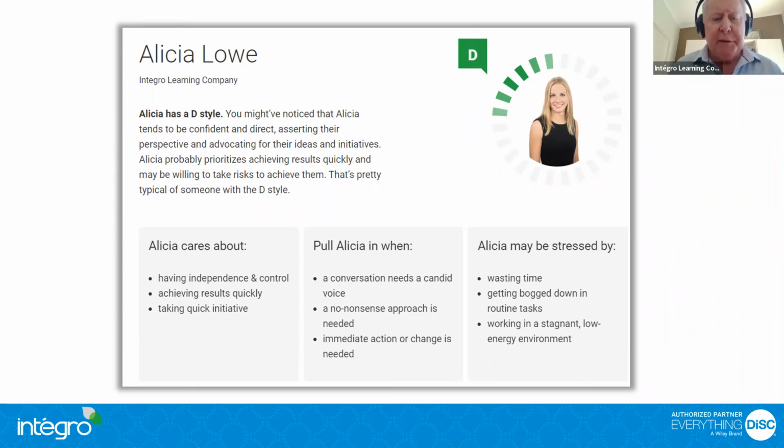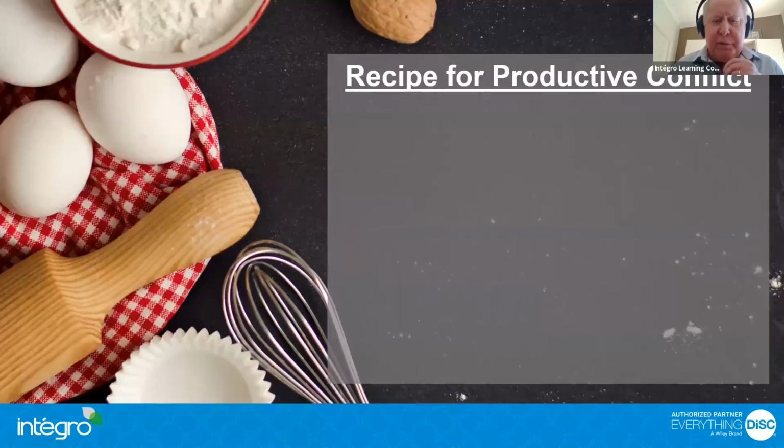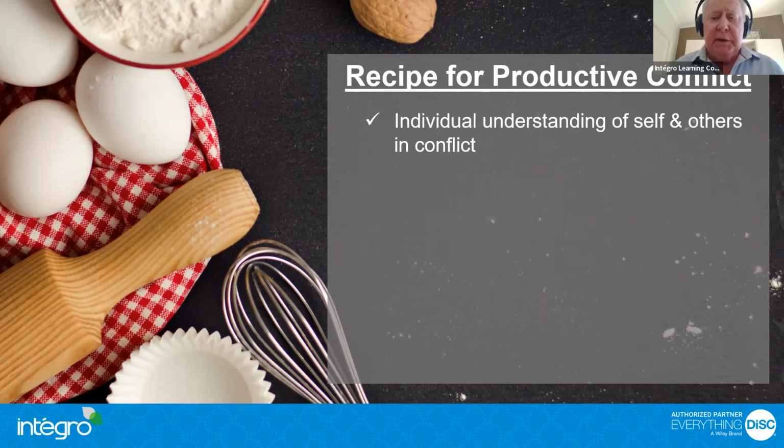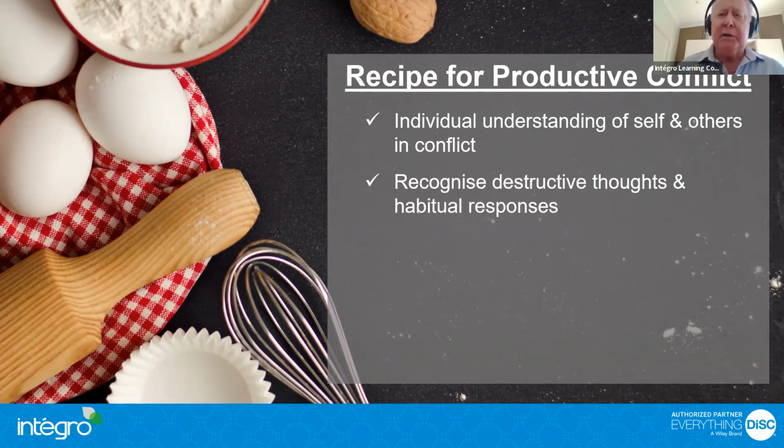Catalyst is a really great tool for building on understanding of each other so that we can minimize those conflicts. All right. So a recipe for productive conflict. First of all, individual understanding of self and others in conflict. So the first section of the profile: how does our DISC style affect how I behave in conflict, but also how my colleagues behave in conflict? Recognizing destructive thoughts and habitual responses and what's causing those automatic thoughts. I think it's a really helpful exercise to go through those 18 destructive responses and identify those that you tend to use, and then go into the detail on those 7 pages to look at the automatic thoughts that trigger those and how my style contributes to that.